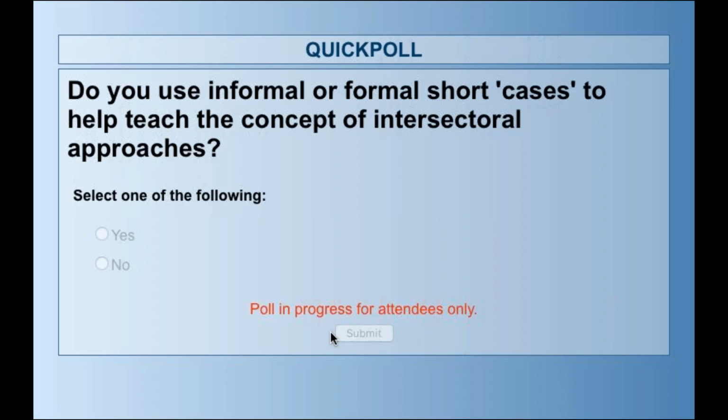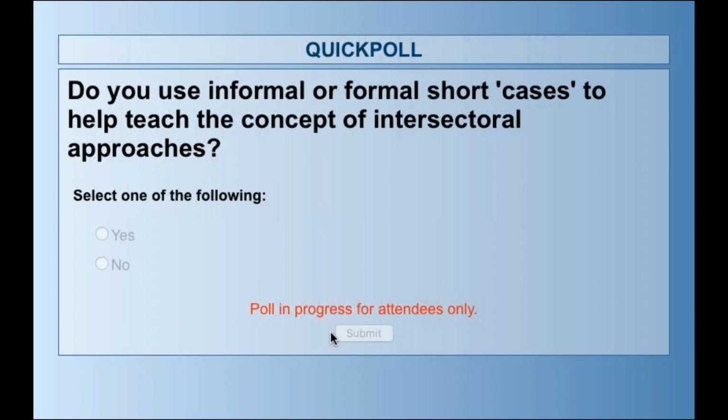And that is, do you use informal or formal, short or perhaps even longer cases to help teach the concept of intersectoral approaches? If you could be kind enough to say yes or no to that, Sophie will be kind enough to tell us how we poll on that. Please go ahead.